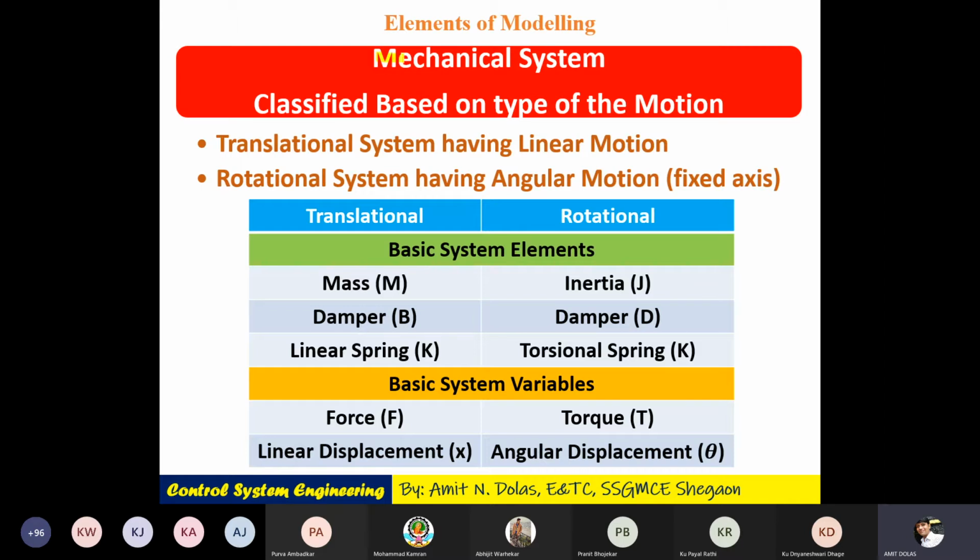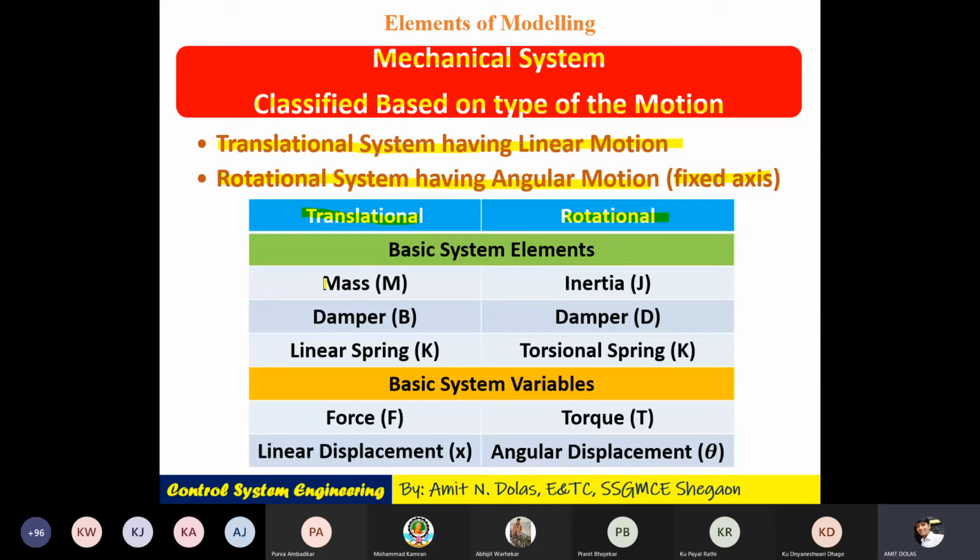Similarly, here is the mechanical system, classified based on the type of motion. One is the translational system having linear motion, and the other is the rotational system having angular motion across a fixed axis. So there are two classifications: translational, that is linear, and rotational, that is angular motion.